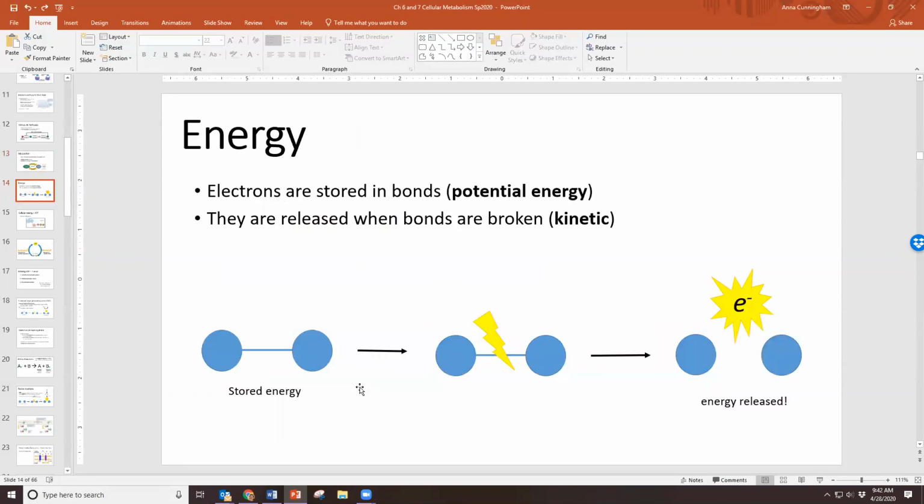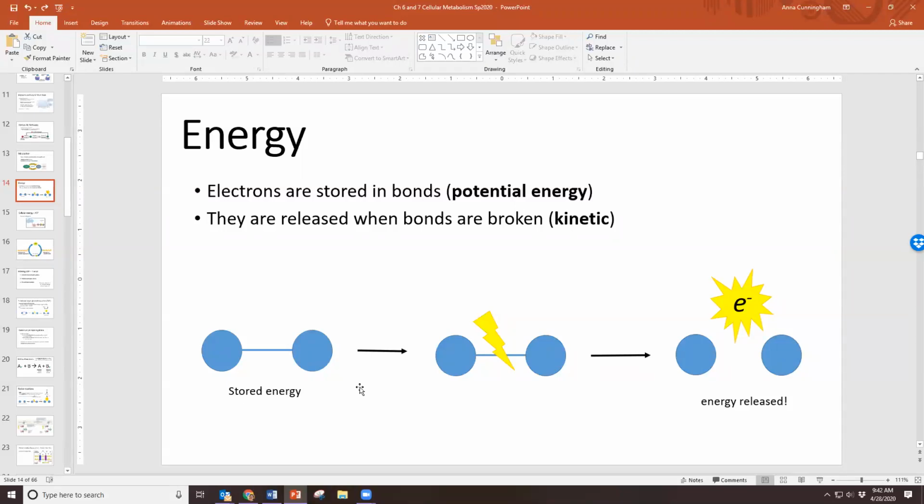Okay, so we're going to switch gears here a little bit. We've talked about all the types of chemical reactions, how they're mediated by enzymes. But honestly, we keep talking about energy without ever fully discussing what the heck we're talking about when we're talking about energy. Well, there's a lot of different types of energy that we can classify in a biological system.